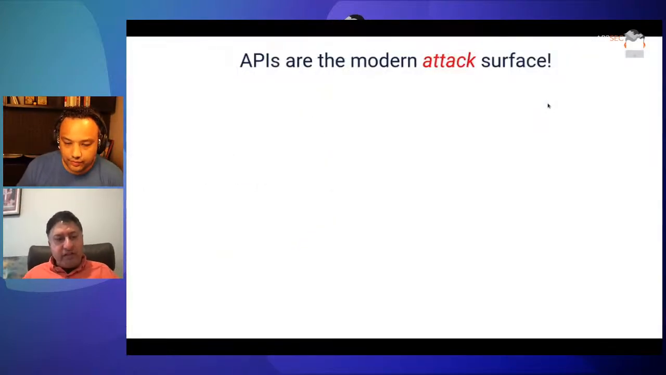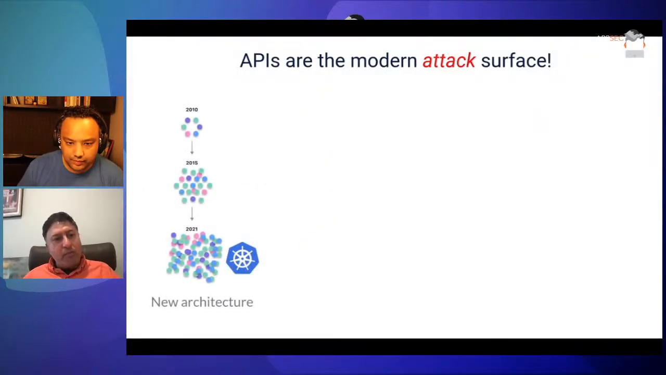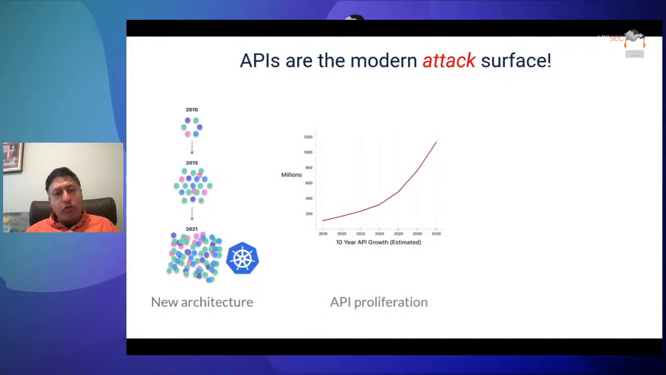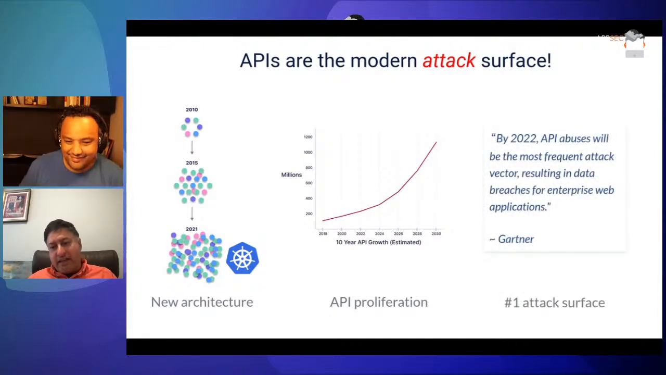So what we're seeing today is a massive shift from monolithic architectures to a highly distributed microservices architecture. And this in turn is leading to what we call API proliferation. The API growth compared to just a few years ago is exponential. One of our customers talks about APIs growing like mushrooms in his environment. And this is no secret, APIs have become the number one attack surface, largely because access to the critical data is via the APIs.